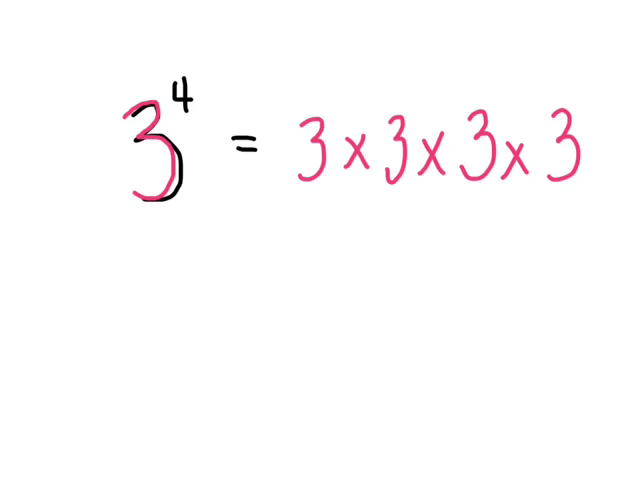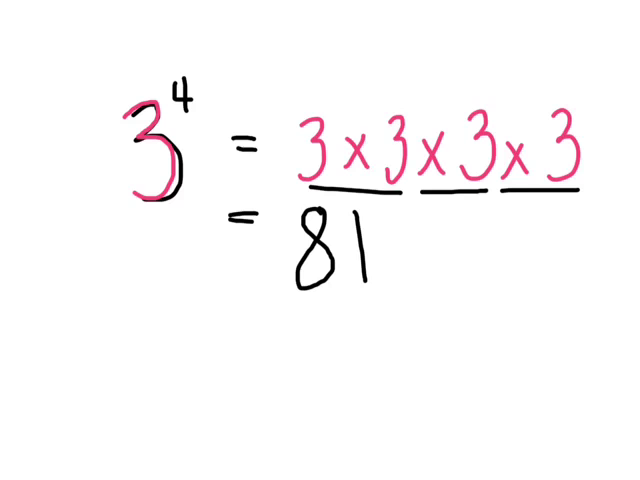Perfect. Okay, now if we evaluate this, what's 3 times 3? 3 times 3 is 9. 9 times 3? 9 times 3 is 27. And then 27 times 3? 81. Okay, so 3 to the power of 4 is 81.